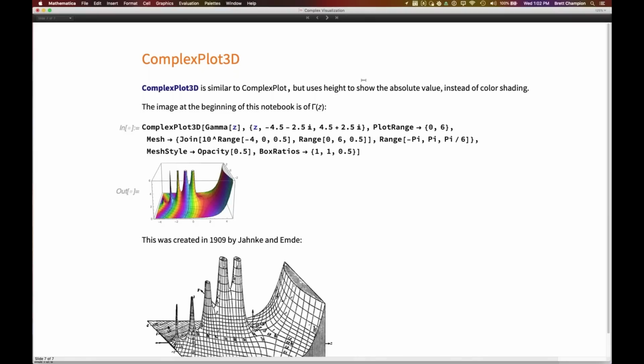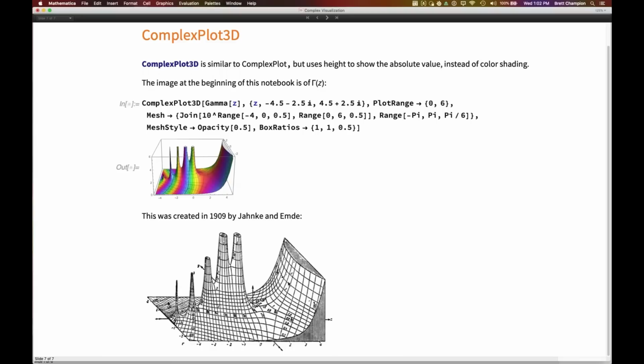So the other function that we added was complex plot 3D. This is very similar to complex plot, except we're using height for the magnitude instead of shading it out to a lighter color. And so this is the recreation of the picture that we had on the very first slide of this talk, which is a recreation of a famous image of gamma by Jahnke and Emde in 1909, just the publication date for the book this came from. I'm not sure when they actually drew it.